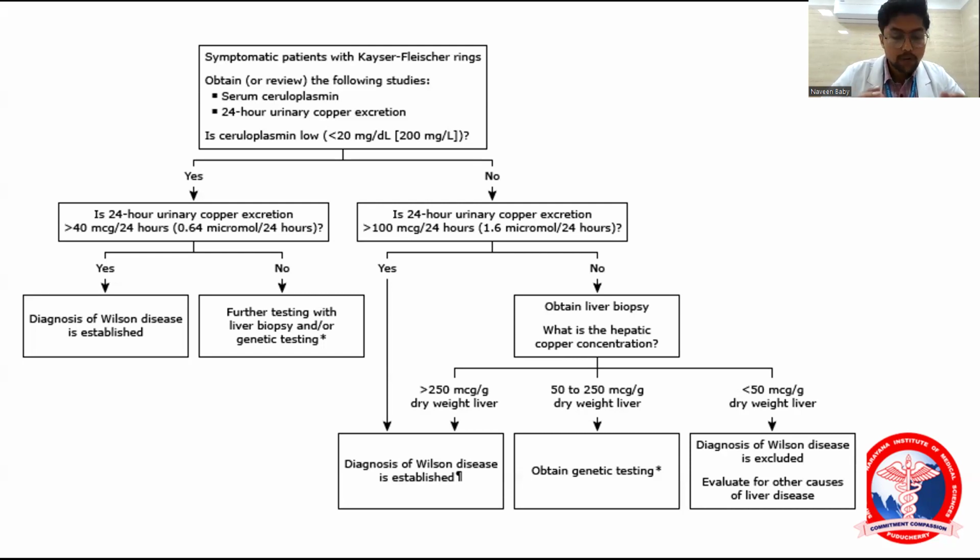For any patient you are working up for Wilson's, you need to do serum ceruloplasmin as well as 24-hour urinary copper levels. These two are very important. Once you do a serum ceruloplasmin level, the cutoff is less than 20 milligrams per deciliter for a patient who has a KF ring. If the patient has a low serum ceruloplasmin, then you can confirm it by checking the 24-hour urinary copper level, which needs to be just more than 40 micrograms per 24 hours. If it is more than 40 micrograms per 24 hours, you diagnose the patient as Wilson's disease.